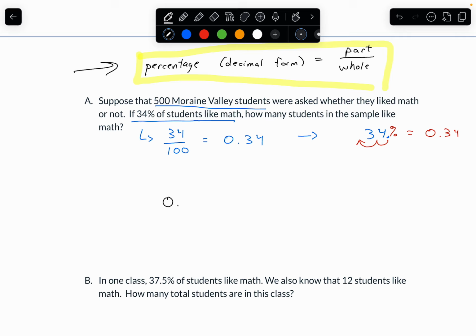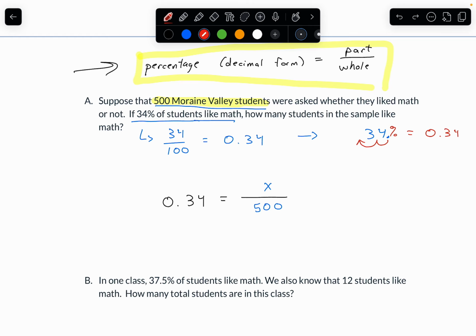So 0.34 is equal to, I just have to figure out what's the part and what's the whole. In this case, the whole is the total number of students that I surveyed, which would be the 500 Moraine Valley students that I have right there. So of the 500 Moraine Valley students, that would be my whole. How many of them liked math? That's the part. I want to know the part of my overall 500 students that actually said that they liked math. So we can give that a variable name. I just gave it the name X, but you can use whatever letter you want.